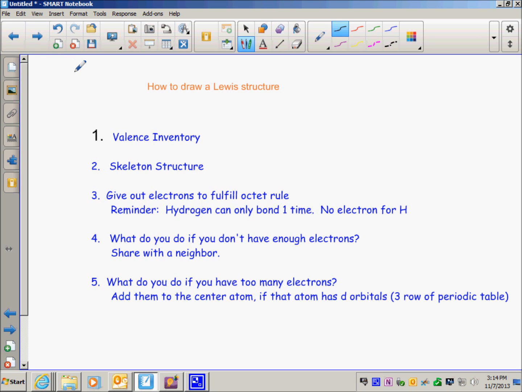How do I draw a Lewis structure? I have a list of a couple rules here that you would want to follow, and it really is very much procedural based. After some practice, you could follow these instructions and complete a Lewis structure. It's not something where there's critical thought involved. You simply just have to follow the instructions. It does, however, give you a big picture view of how an atom is sharing electrons. It doesn't give you everything.